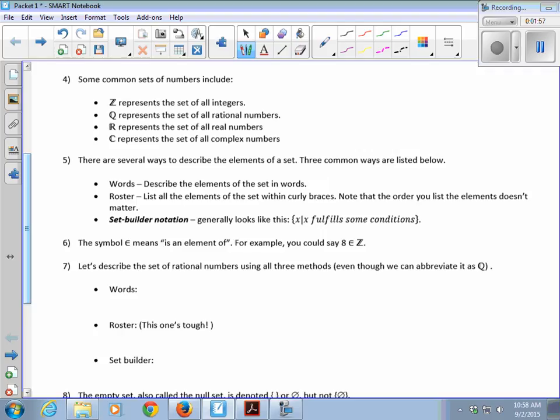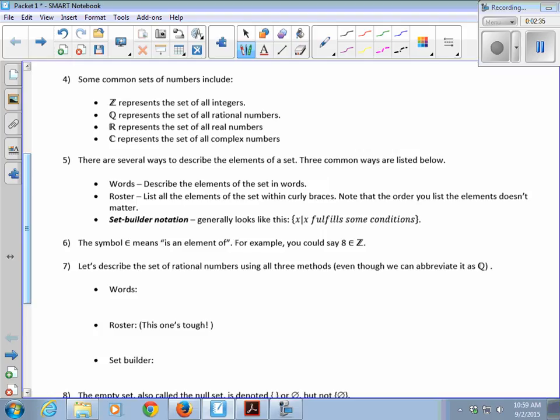And this we're going to be using a lot throughout the semester, the set builder. So we're going to practice with that a little bit today. It generally looks like this. It's curly brackets, and then you have an X and then a vertical line, and you read that vertical line as such that. Okay. So this set says the set of all X's such that X fulfills some condition. Okay. So this symbol that looks like kind of a funny looking capital E means is an element of. So for example, I could say 8 is an element of Z because Z is the integers.